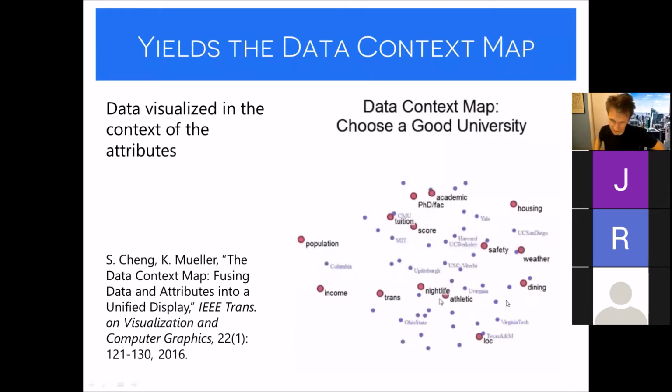To give you an example of how this works, there's a paper we wrote 4 years ago. We call it the data context map. Let's assume you have a data set, which I think I showed last time, with attributes of a college. You have the academic attributes and the social attributes: tuition, score, PhD by faculty, academic value, and also social attributes like how good is the nightlife in this college town, the safety, the weather, the dining, housing.